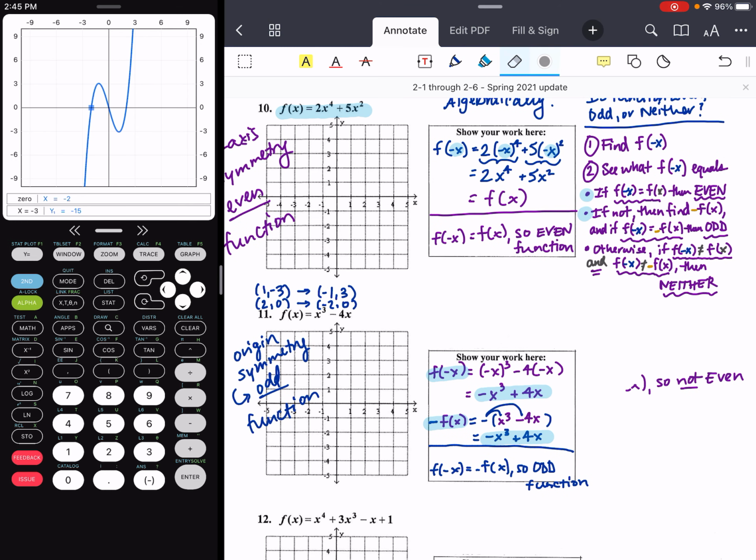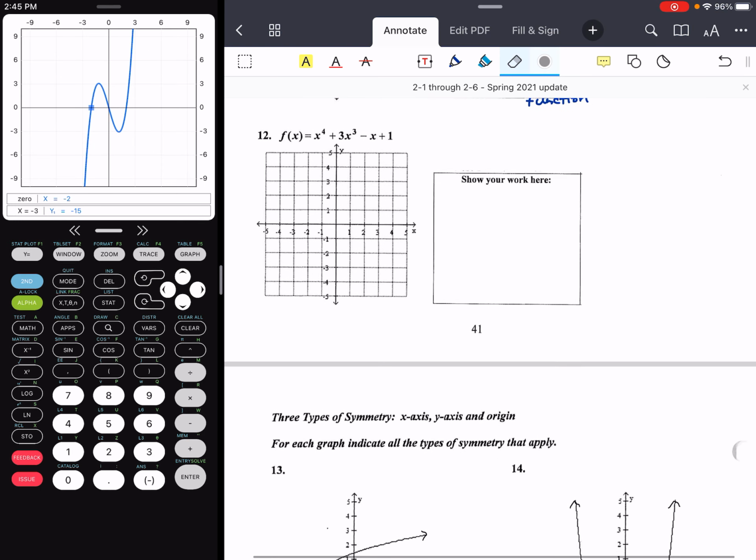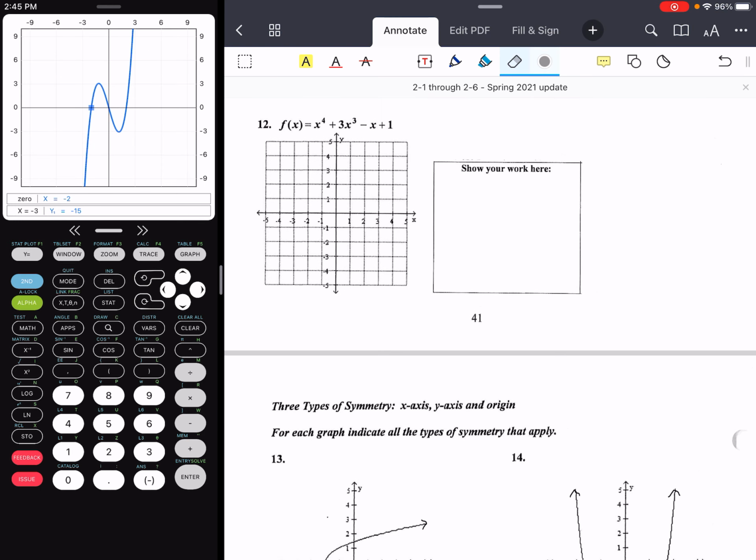Okay, I'll erase this part over here. So this is what your work should look like. All right, so let's check number 12. We want to know if number 12 is an even, odd, or neither function.